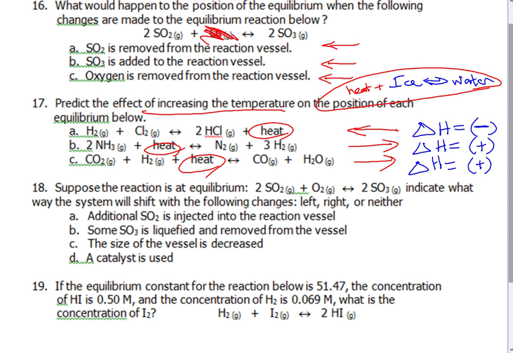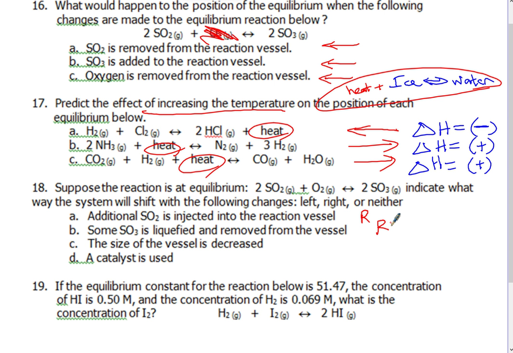Suppose the reaction is at equilibrium, indicate which way it'll shift. SO2 is added. That one would shift to the right. SO2 is a reactant. Adding more SO2 is going to shift to the right. SO3 is liquefied and removed. If SO3 is removed, it would shift to the right.